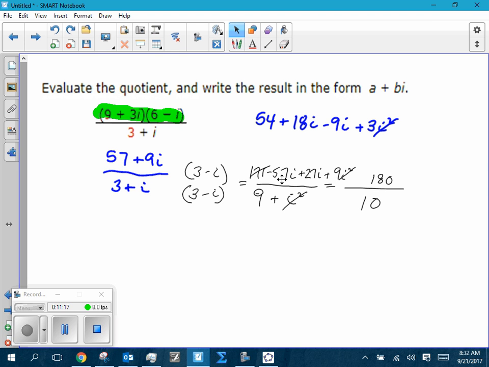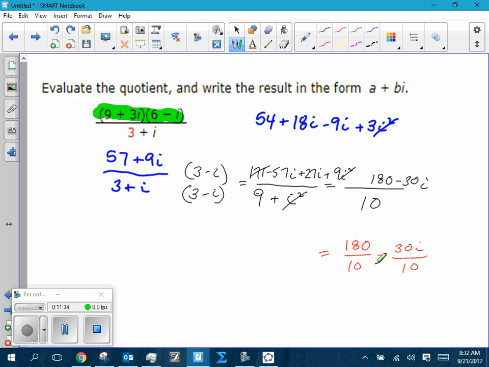So I'm done with those. Now negative 57 plus 27 should give me negative 30i, right? Okay. So I get 180 over 10 minus 30i over 10. And what's nice about that is that goes to 18 minus 3i. So this whole thing, this ugly looking quotient of a product in one singular complex number comes down to just 18 minus 3i.